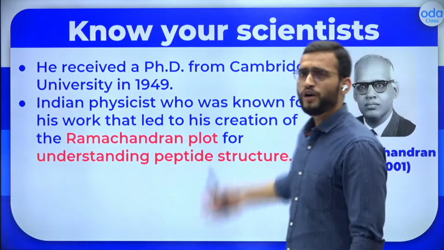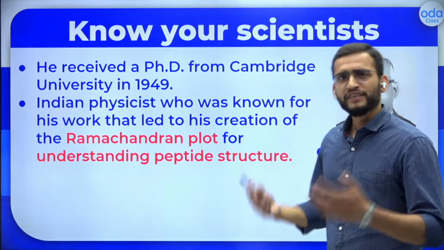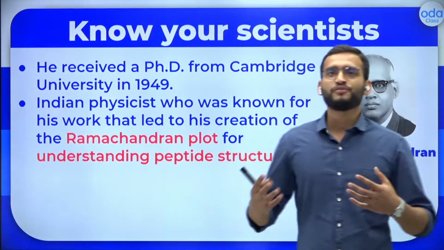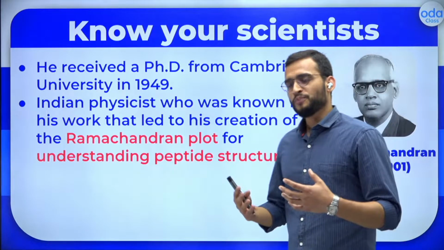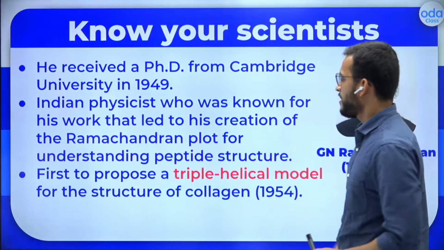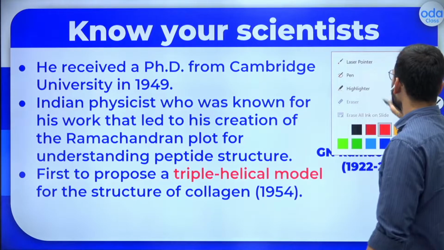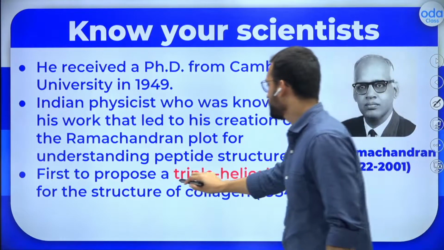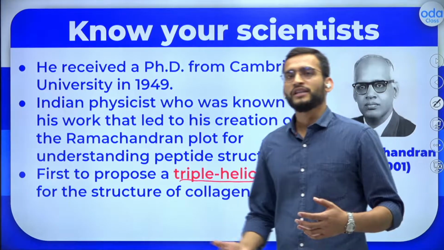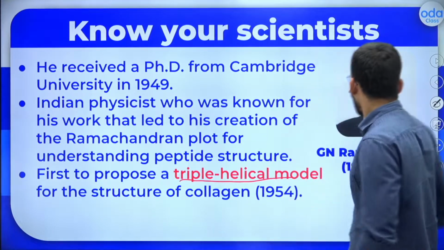So his work led to the creation of Ramachandran plot, which is a very famous one to talk about the structure of proteins. Right? It tells you what can be the conformation of various proteins. So he also proposed this triple helical structure of protein, that is collagen. You might be knowing about collagen, which is the most abundant protein that you have in the mammalian system or in the animals, you can say collagen.